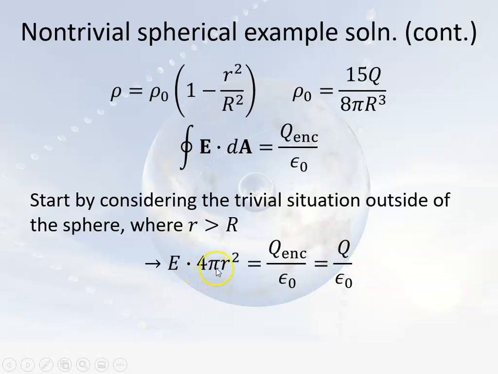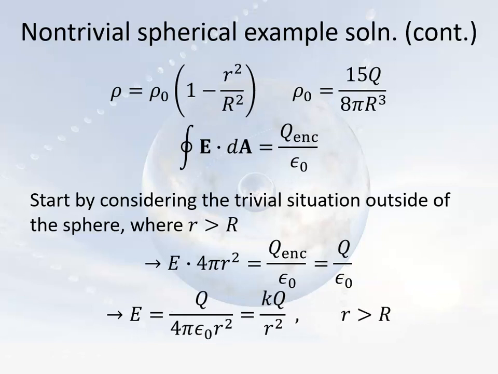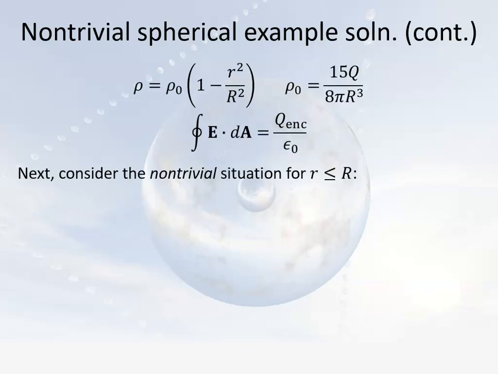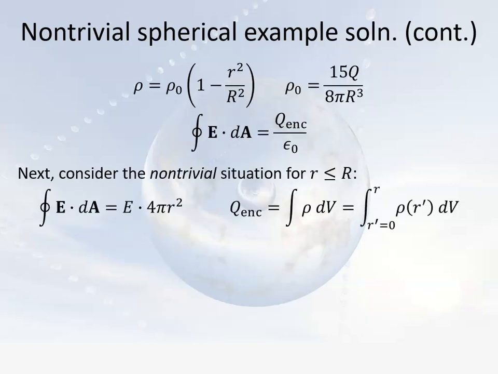Its area is 4 pi little r squared. So there's the left side of Gauss's law. Solve for E, and you get k big Q over little r squared, just like a million times before. What about inside the sphere? Well, that's the non-trivial situation. We're going to set up the integral again. We need to figure out the enclosed charge. Well, wait a second, I thought we already did that.